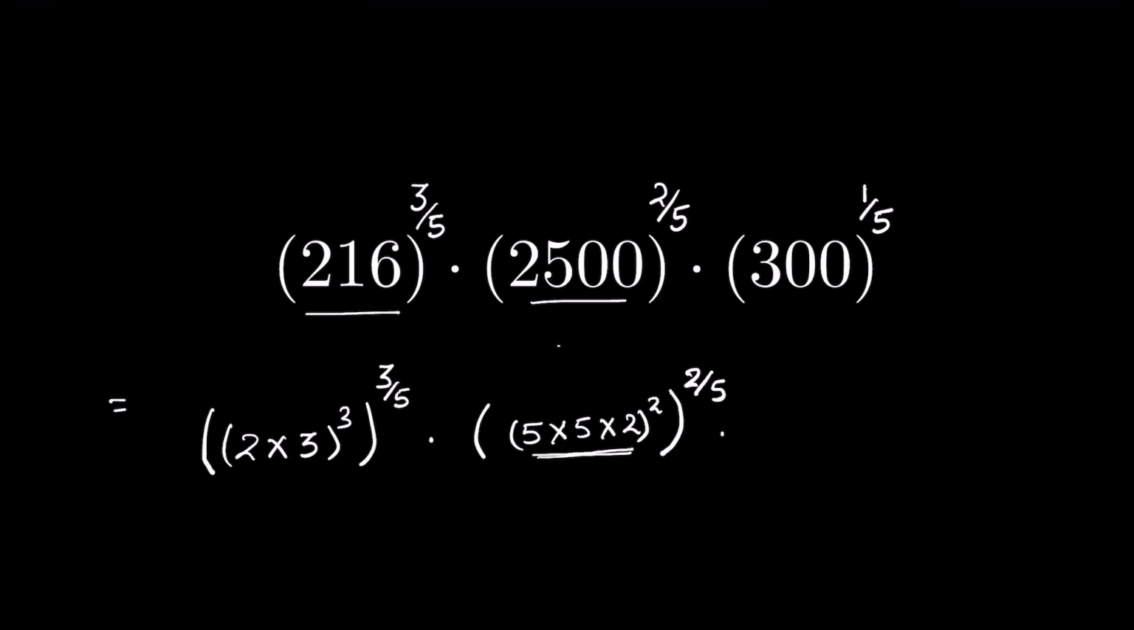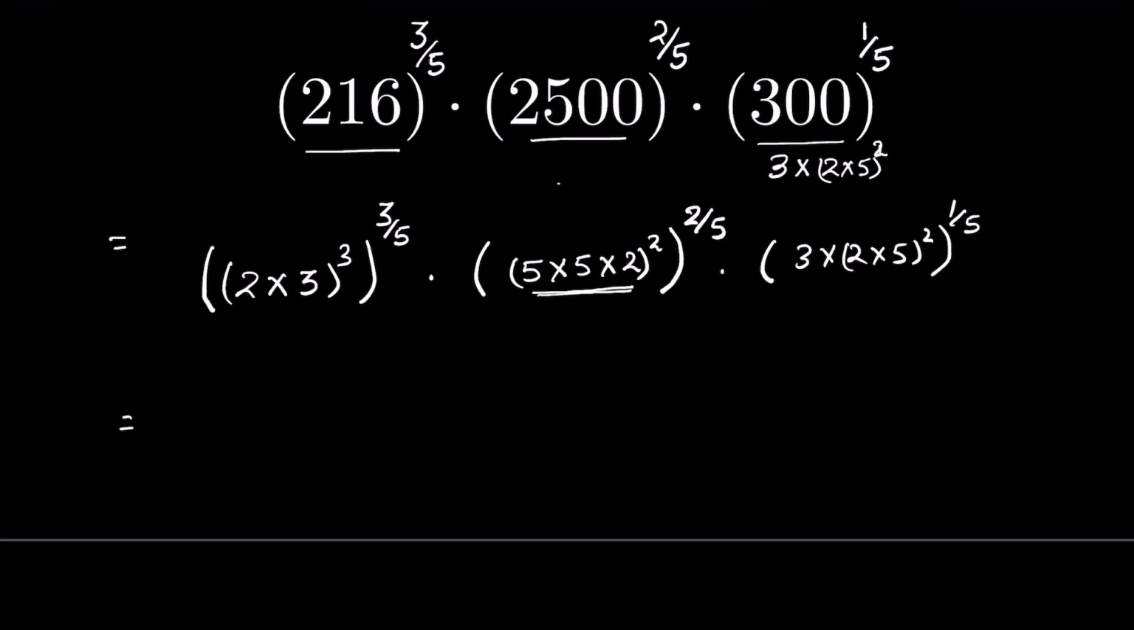Again 300 as 3 times 10 square. 3 times 100 is 300. So 3 times 10 square, and 10 as 2 times 5, then whole raised to the power square, or whole raised to the power 2. So let's write it as 3 times (2 times 5) raised to the power 2, and then whole raised to the power 1 upon 5.